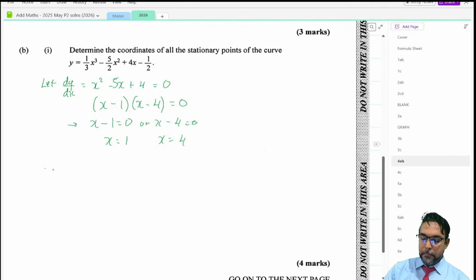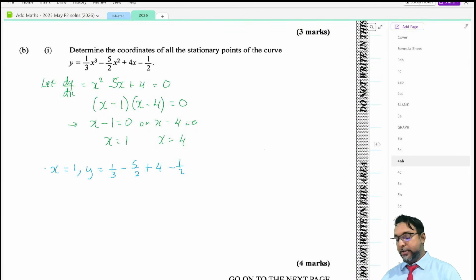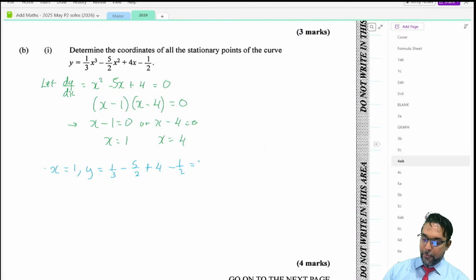Right. So when x equals 1, all these x values just change to 1. So you're basically going to have 1/3 minus 5 over 2 plus 4 minus a half. Minus 5 over 2 minus a half is minus 6 over 2, minus 3. 4 minus 3 is 1, and then plus a third is 1 and a third, right? Or 4 over 3.